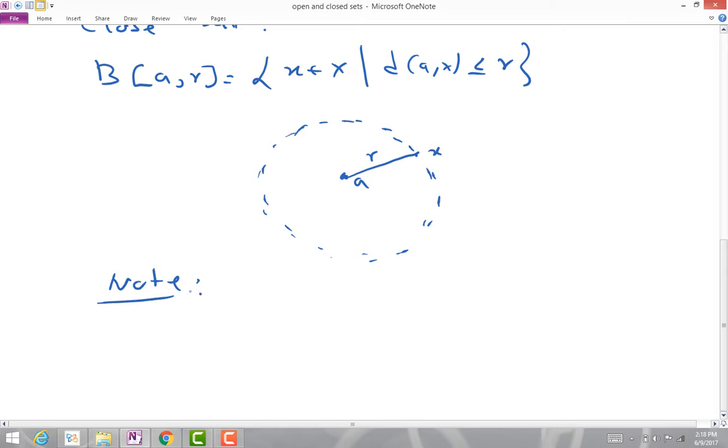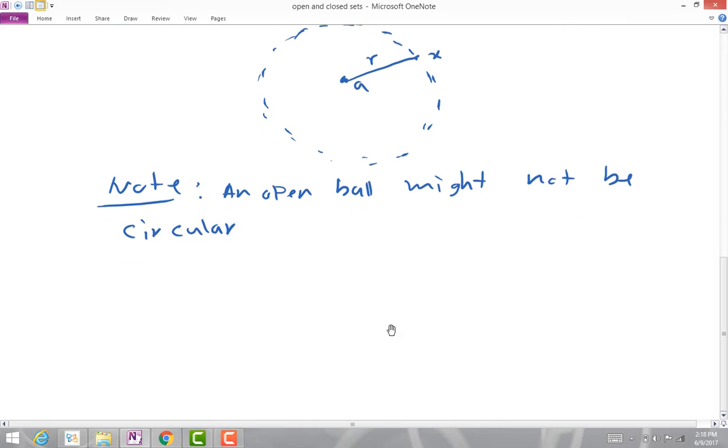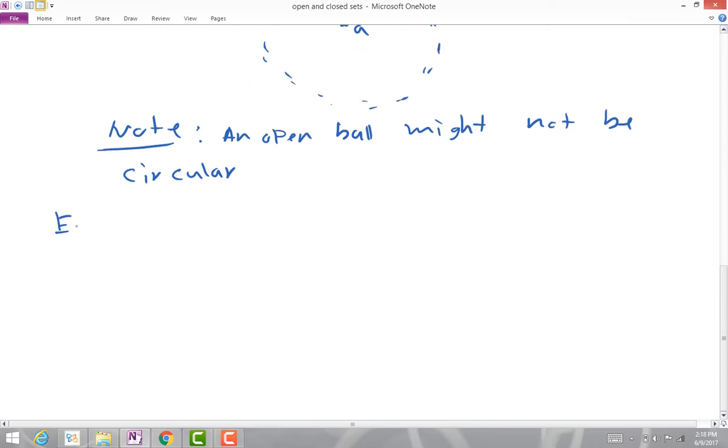And it's very important to note that an open ball might not be a ball or a sphere. I just use the word circular. It might not be in a circular shape like a sphere. It can be anything depending on how you define a metric. So we look at some examples, the standard three examples.